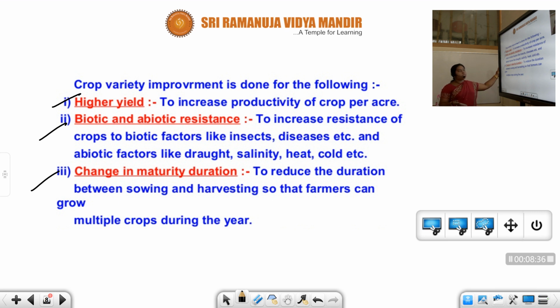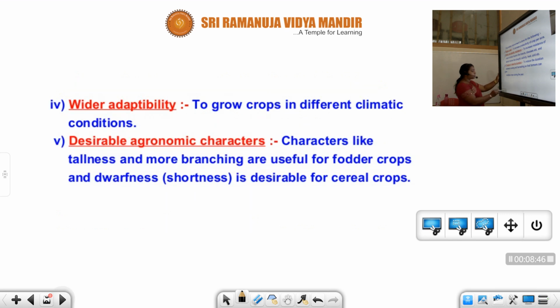Change in maturity, so to reduce the duration between the sowing and harvesting so that farmers can grow multiple crops during the year. So here we have to reduce the maturation growth period. And wider adaptability to grow crops in different climatic conditions. Desirable agronomic characters like tallness, more branching are useful for fodder crops and dwarfness is desirable for the cereal crops. These are the desirable agronomic characteristics.